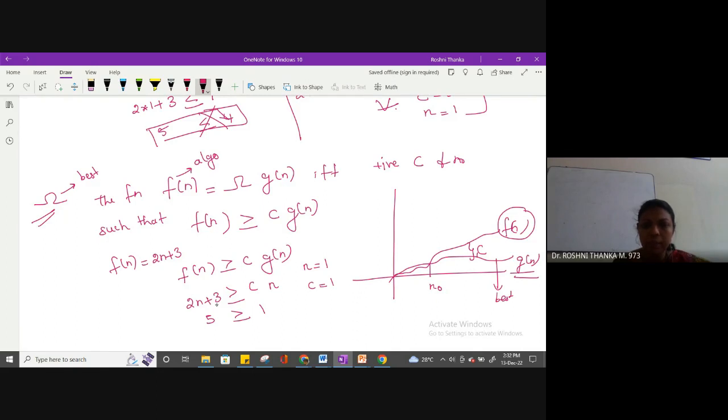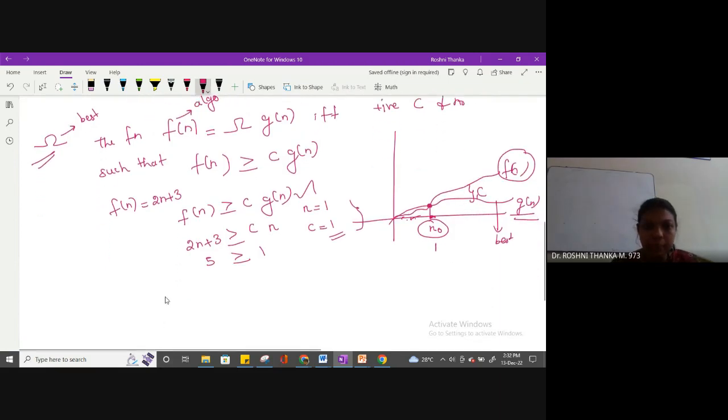So I can say 2n plus 3, the function, is always greater than or equal to c into n for all n greater than or equal to 1, where the constant c is 1. We know that only from some particular value does this condition become true, so that is why we have taken that value here as 1. If you take any other value, this condition may not be true. So we have to find from which value onwards this equation goes true. So this is about the best case time complexity.